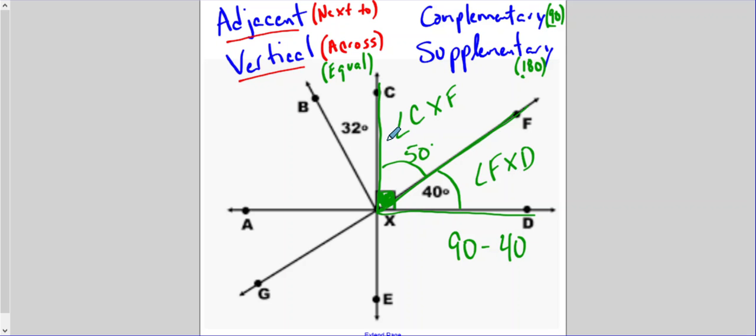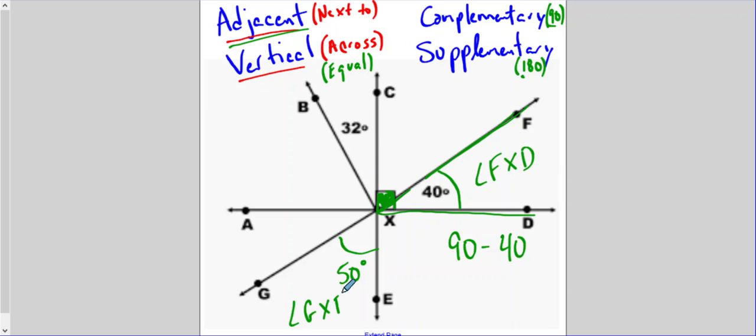Those are 2 complementary angles, and they also happen to be adjacent. They're right next to each other. They don't have to be. For example, this angle, those 2 are vertical. That's 50 degrees. So angle GXE and FXD, those are complementary, but they're not adjacent. They add up to 90, but they're not right next to each other, and they're not vertical. They just have the one word that can describe them, which is complementary.